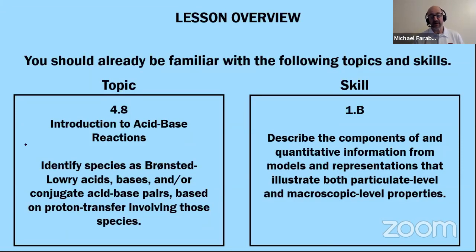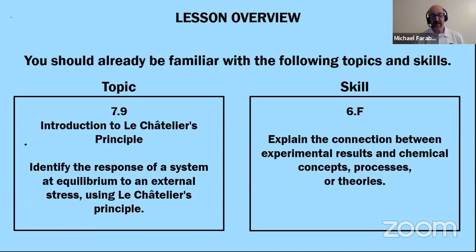Here are some other topics that are relevant to today's lesson. In Unit 7, which is on equilibrium, topic 7.9 is an introduction to Le Chatelier's principle. Identify the response of a system at equilibrium to an external stress using Le Chatelier's principle, and the appropriate science practice or skill, explain the connection between experimental results and chemical concepts, processes, or theories. Now, the specific stress we'll talk about with respect to Le Chatelier's principle is a change in temperature.